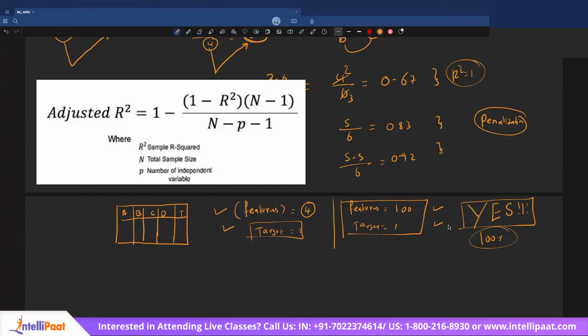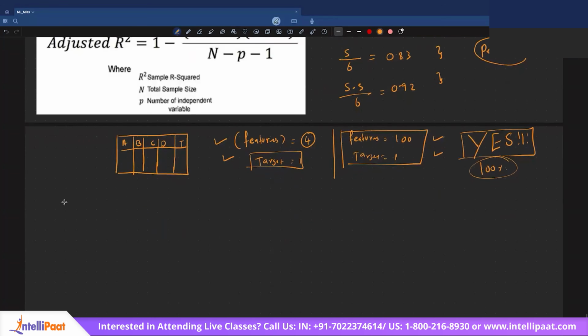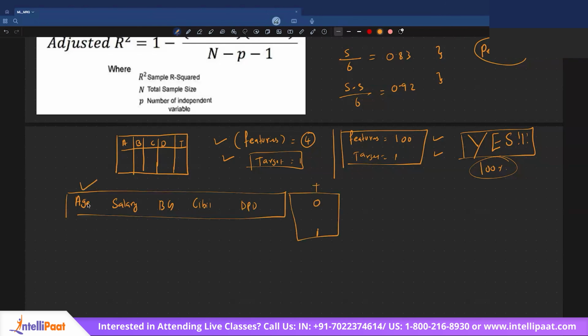Listen to me why. For the prediction of some target variable, I'll tell you why this is a problem. Suppose you have a column called age. You have a column called salary. You have a column called blood group. You have a column called civil score. You have a column called DPDs, days past dues. XYZ, XYZ. And the target column is whether this person should be given a loan, yes or no. Tell me, for the prediction of the loan, will the age column also be like a person saying, hey, you should consider me also for your prediction?